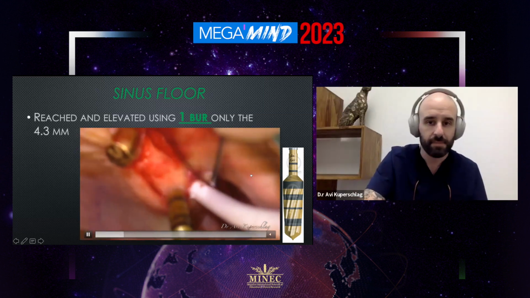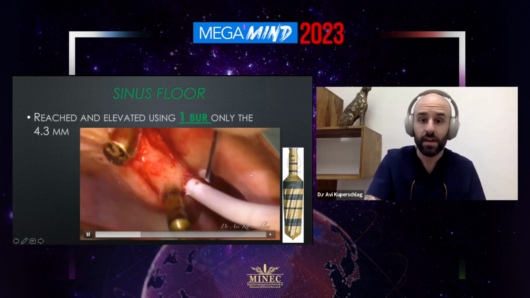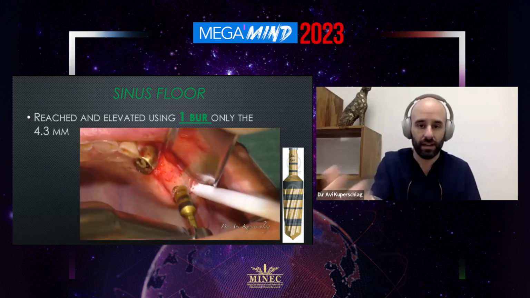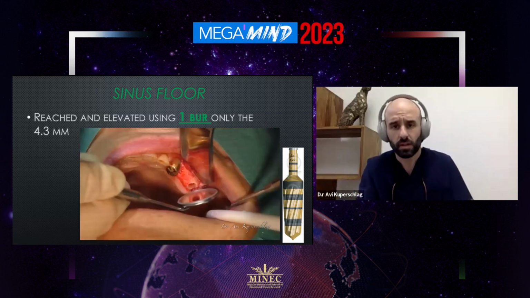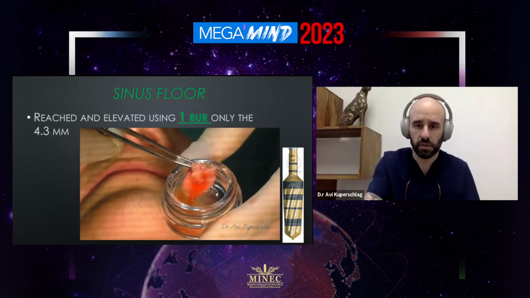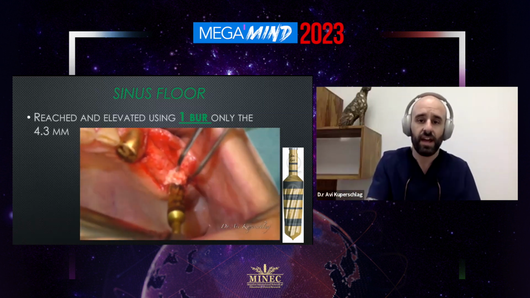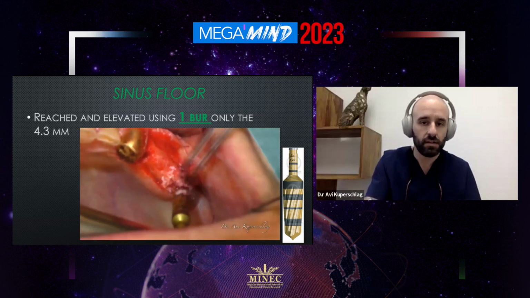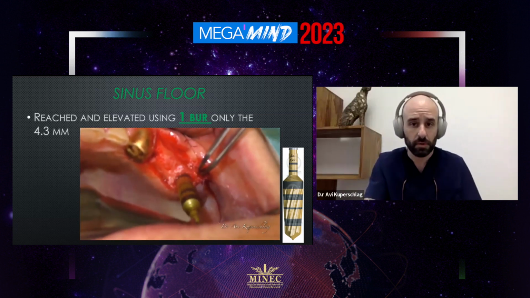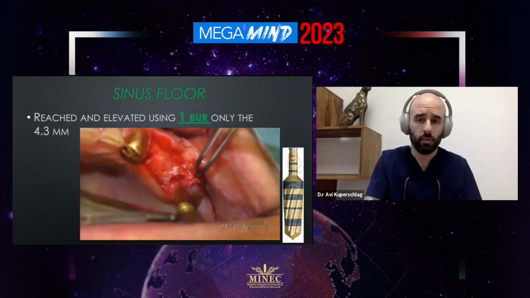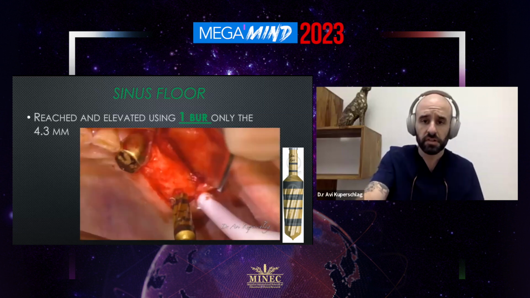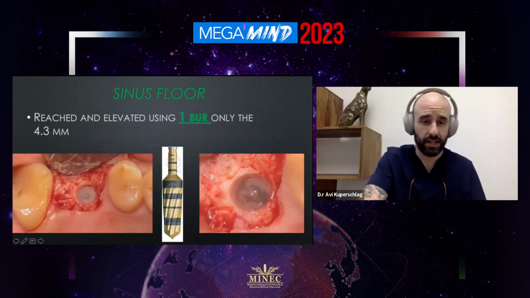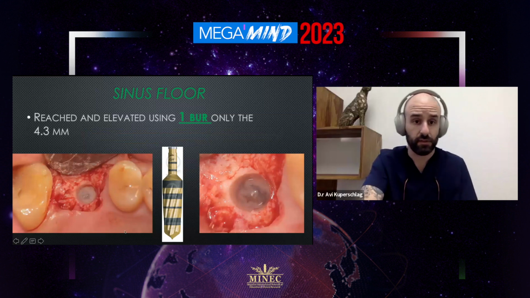This is a different case, but the principle is completely the same. We change the RPM. We elevate the sinus with a lot of irrigation. We use sticky bone in this case, and again, standard osteodensification sinus elevation protocol, only that I'm using only one burr. So this is how the surgery itself looks.